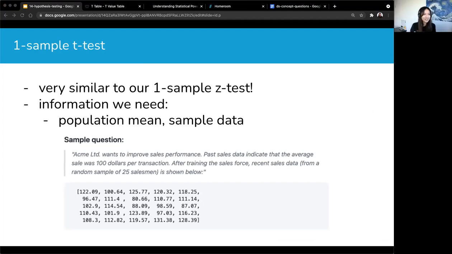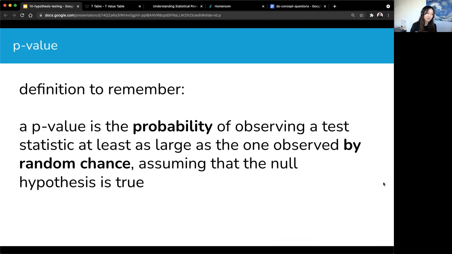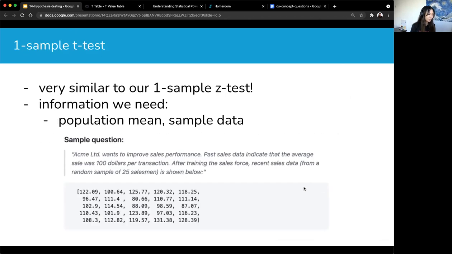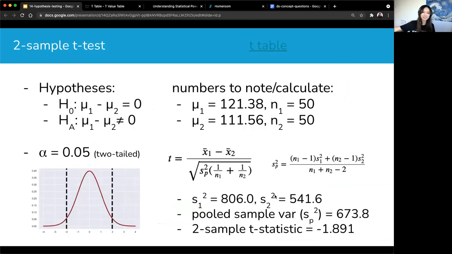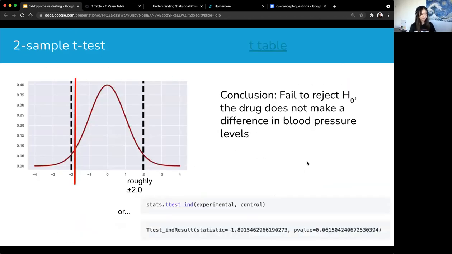Cool. Any other questions? Awesome. So the main things that we talked about today are conducting 1 sample and 2 sample t-tests. We also talked about the definition of a p-value, which is actually very, very important. And then we also started talking about type 1 and type 2 errors, which we will get more into tomorrow.